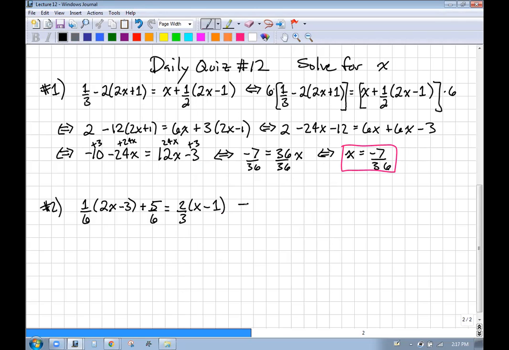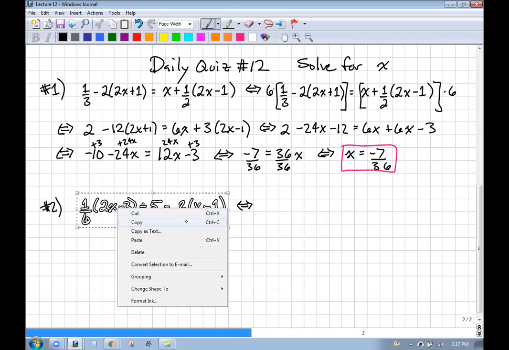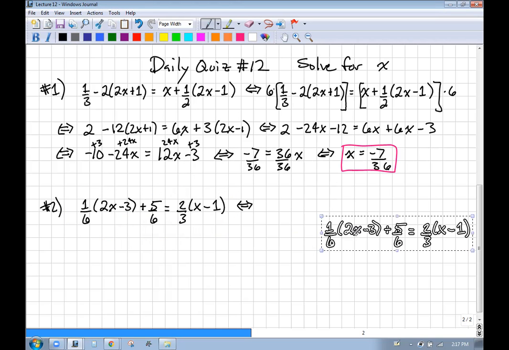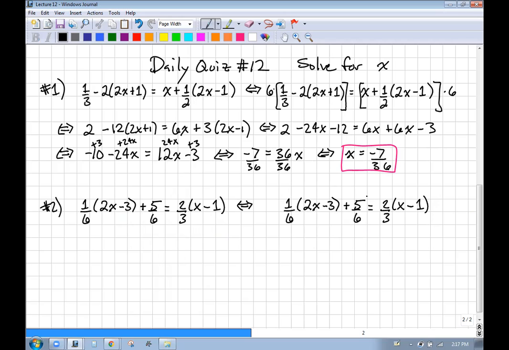All right, number 2, I would do the same thing I did up there. Get rid of these fractions. And I have a question. Was the 6 to everything or only the fractions? We have to multiply everything, right? So look, I'm going to multiply everything on the left-hand side and everything on the right-hand side.